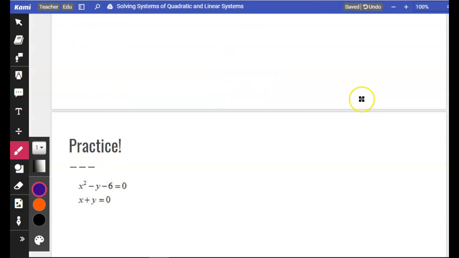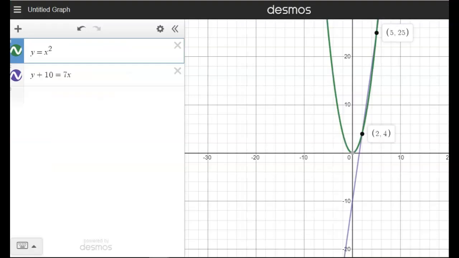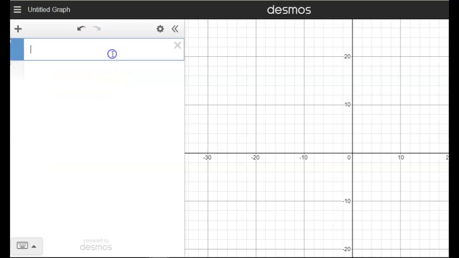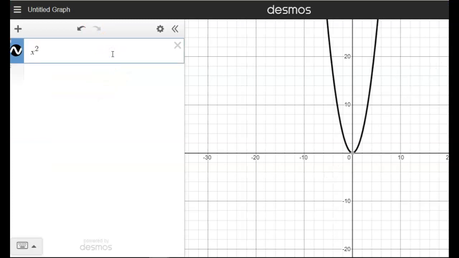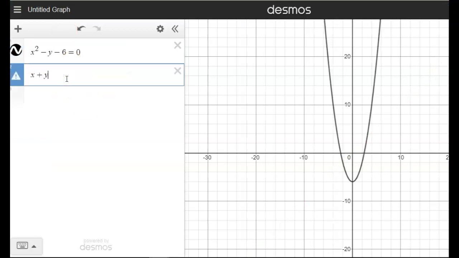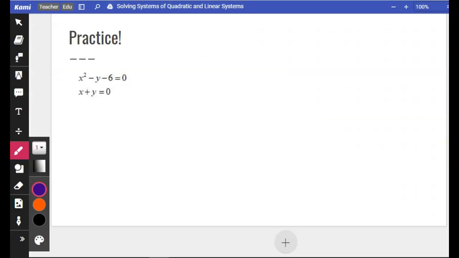And then one last one. Okay, again, I'm not rearranging anything. I'm just going to type it in exactly as I see it. So I'll get rid of these two. x squared minus y minus 6. I think it said equals 0. It does. And x plus y equals 0. Okay. And again, right here, you can see the points of intersection. Click on them. There I am, (-3, 3) and (2, -2).